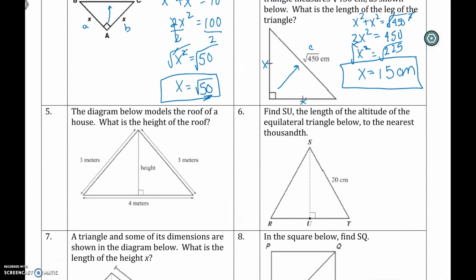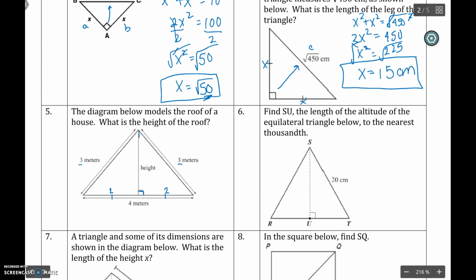All right, number 5. The diagram below models the roof of a house. What is the height of the roof? Now notice, this is 3 and 3. That makes the whole triangle isosceles. So when we draw an altitude in and get that perpendicular, we are bisecting the side down here. So this 4 would become a 2 and a 2.